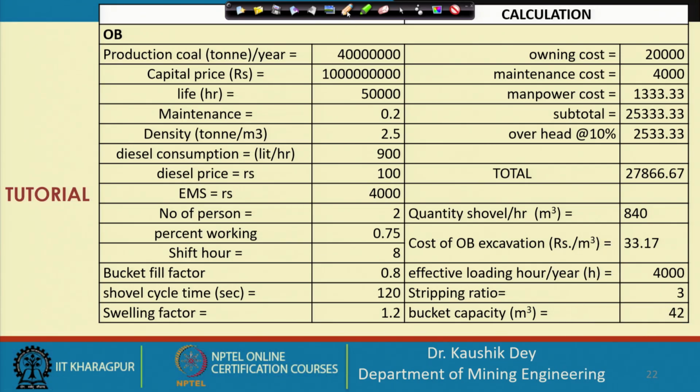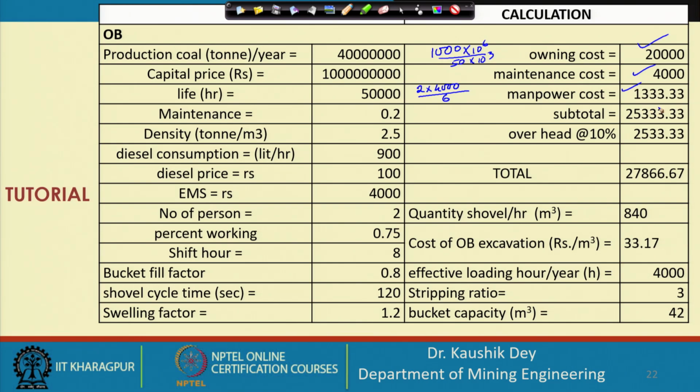So, you can see the owning cost is coming 20,000 as we have found, that is 1000 into 10 to the power 6 divided by 50 into 10 to the power 3. So, this is 20% of this one. So, that is 4000. Manpower cost is calculated, let us show it here, 2 into 4000, this is for 8 hours, this is for 6 hours divided by 6. So, this is coming to this. So, subtotal is this one.